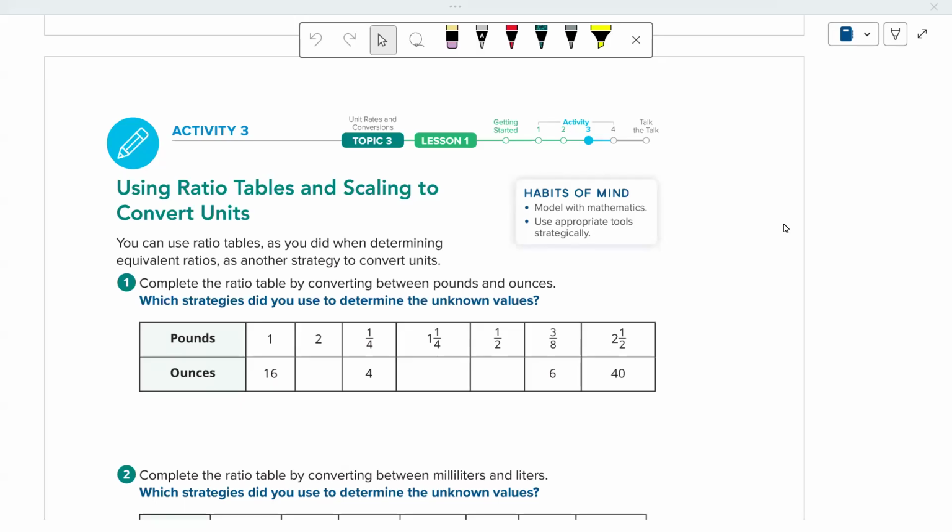Welcome back, students. We're going to finish activity 3 for module 2, topic 3, lesson 1. So we are on page 308.